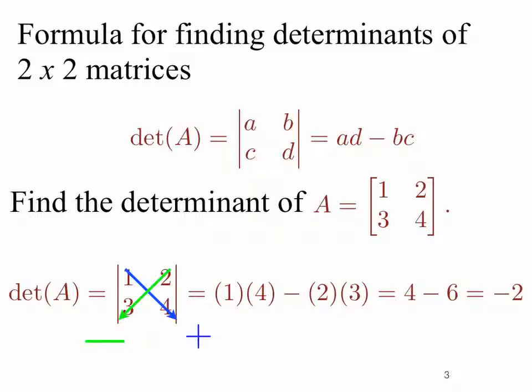Notice that as we go down from left to right with the blue arrow, it's positive, and going down from right to left, the green arrow, it's negative. So we get 1 times 4 minus 2 times 3, which is 4 minus 6, or minus 2. So the determinant of this 2 by 2 matrix 1, 2, 3, 4 is minus 2. Please note that the determinant is a scalar value, so determinants are scalars.